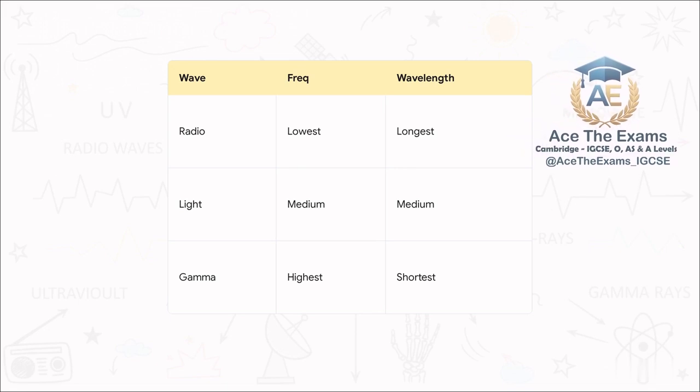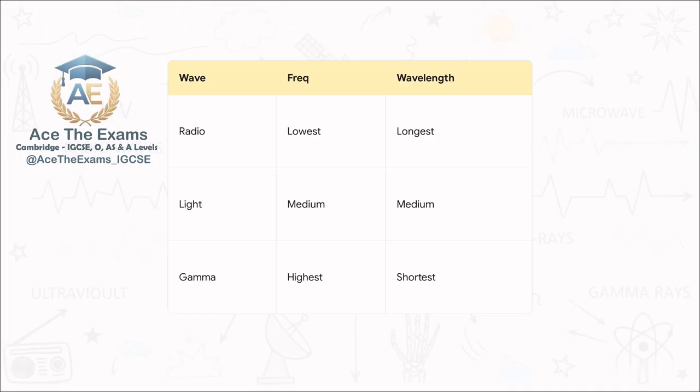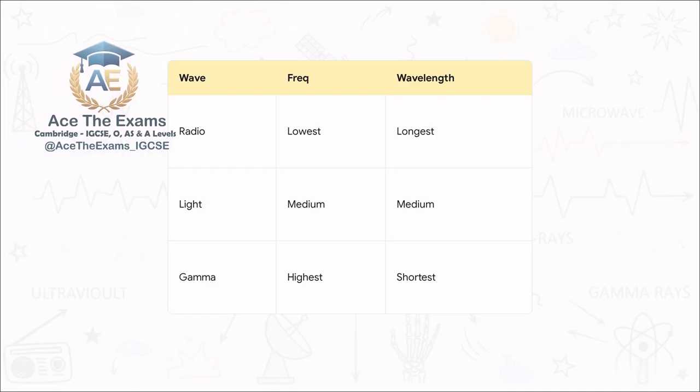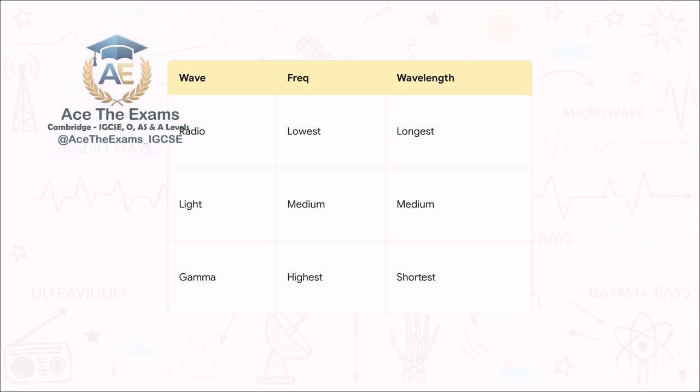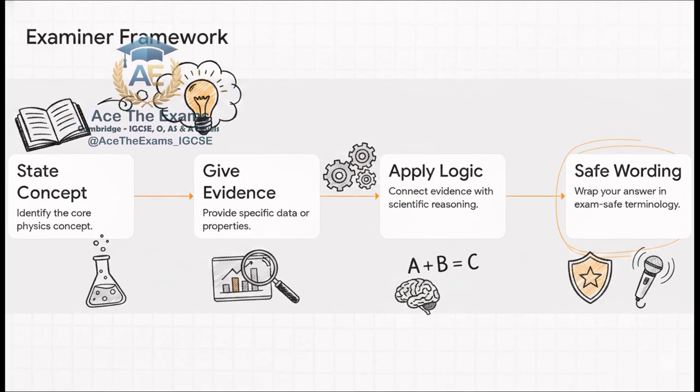This whole thing is strictly governed by the wave equation. Velocity equals frequency times wavelength. Since the speed of all EM waves is constant, as one variable goes up, the other simply must proportionally go down. You absolutely have to lock this inverse relationship into your memory. And this brilliantly illustrates why we need a rigorous system to answer these questions.